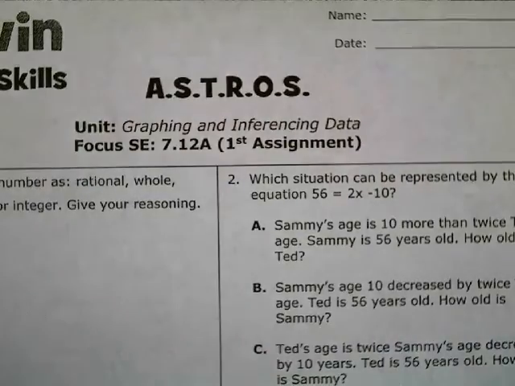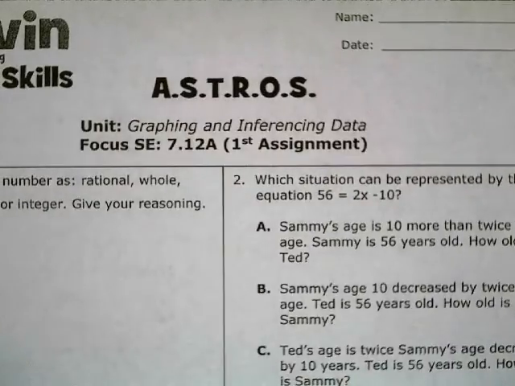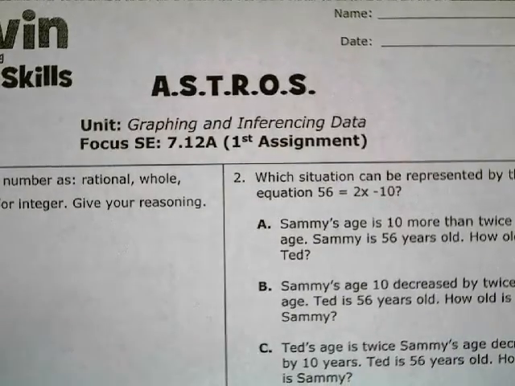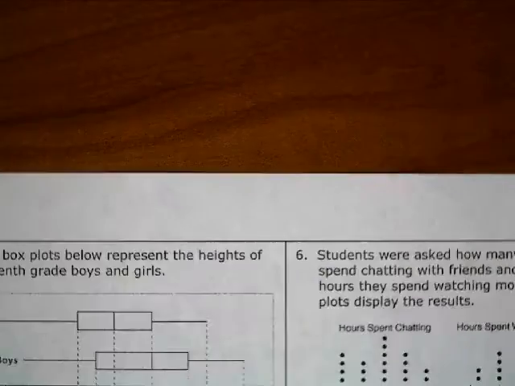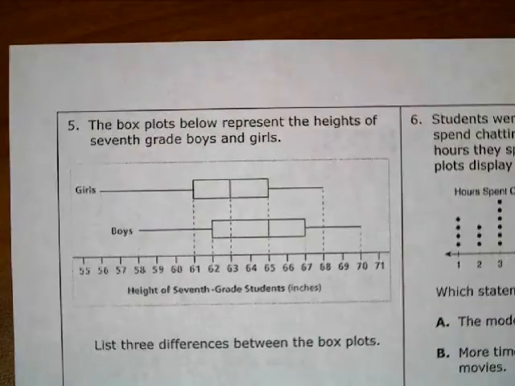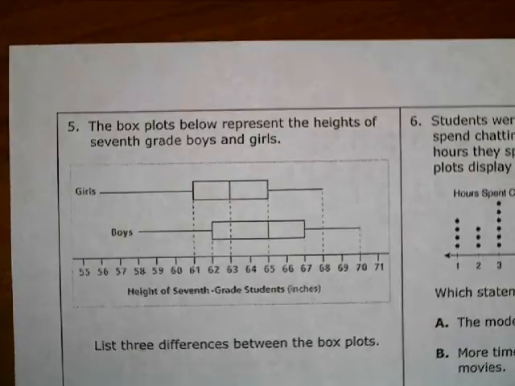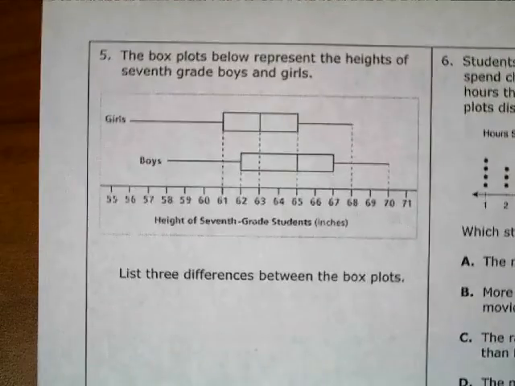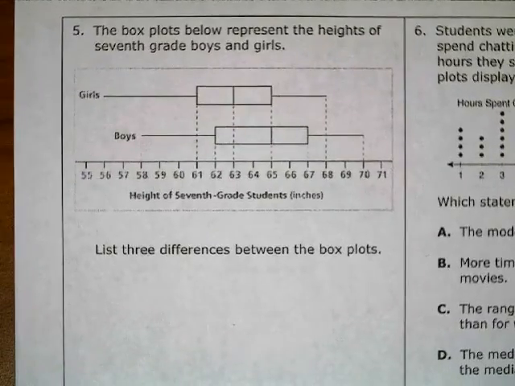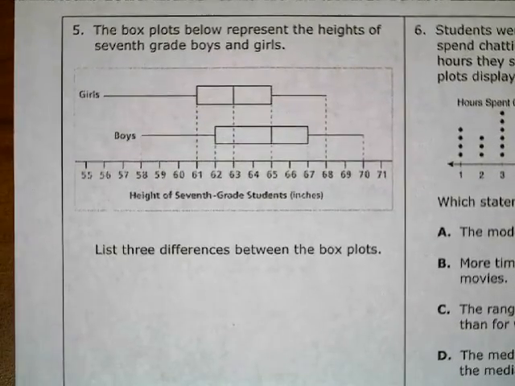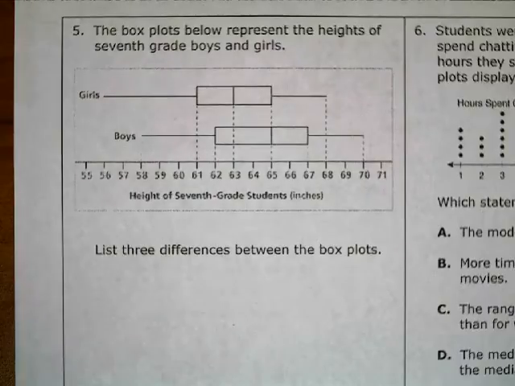Astros 7.12a first assignment. We're going to take a look at the back 4 questions of the 7.12a Astros and just kind of discuss how we can compare box plots and dot plots. Question 5. The box plots below represent the heights of 7th grade boys and girls. List 3 differences between the box plots.